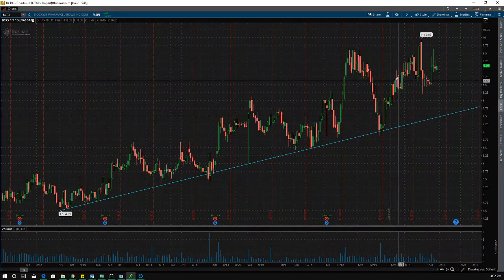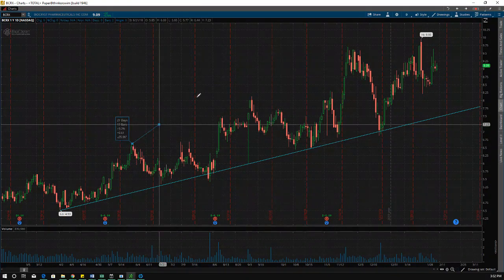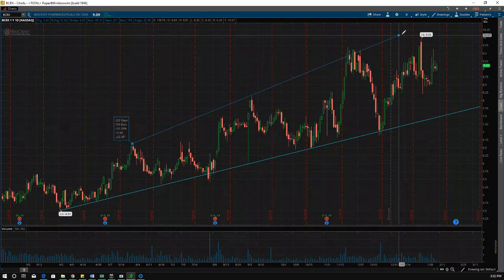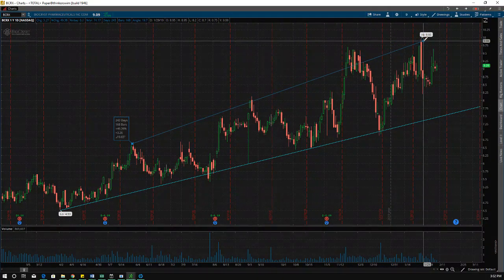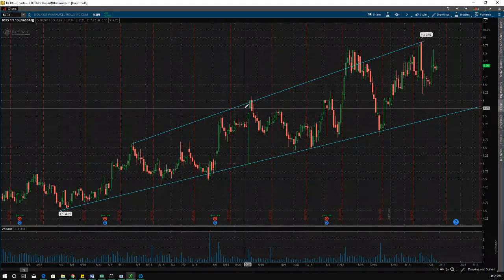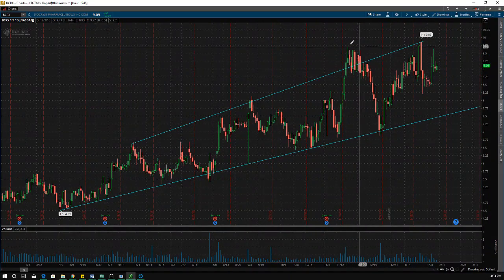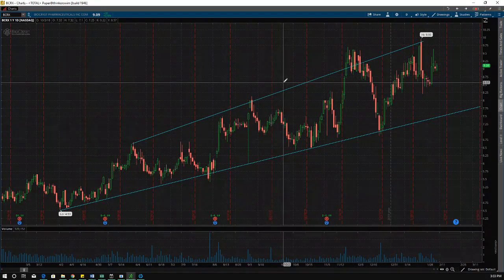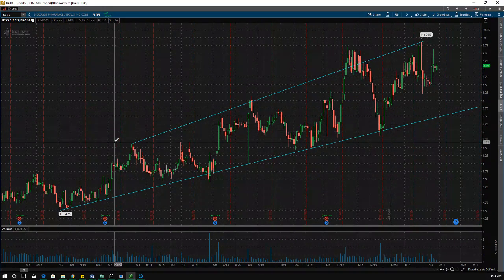So now let's draw our resistance lines. So we're going to go right from the top. Let's work our way up, just like that. And of course, it's not perfect either. We see our outliers here, where the candles still break above the resistance, but it did correct itself as we see and came back down. So this is our zone that we would trade BCRX within.